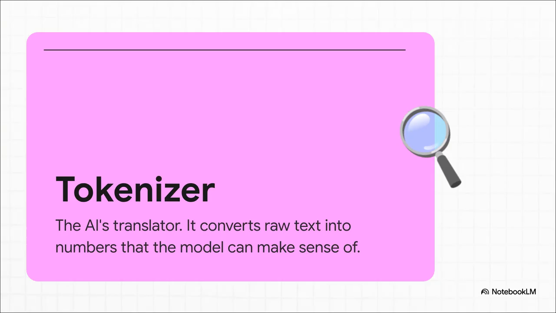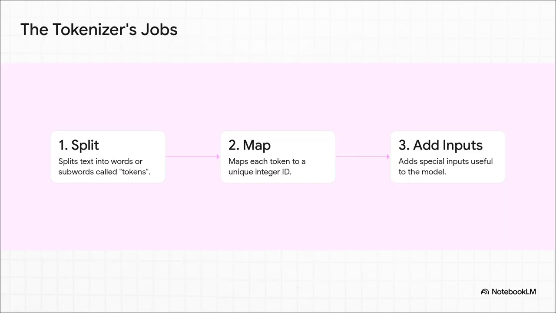And the star of this first step? It's something called the tokenizer. Honestly, the best way to think of it is like the AI's own universal translator. Its whole job is to take our messy, complicated human language and turn it into the one and only thing a model actually understands: numbers. Now, this translation isn't just one simple action. It's more like a precise three-part recipe.